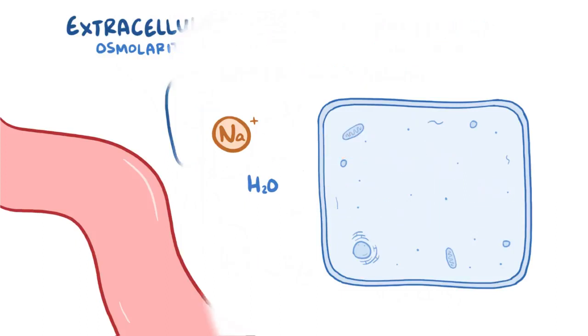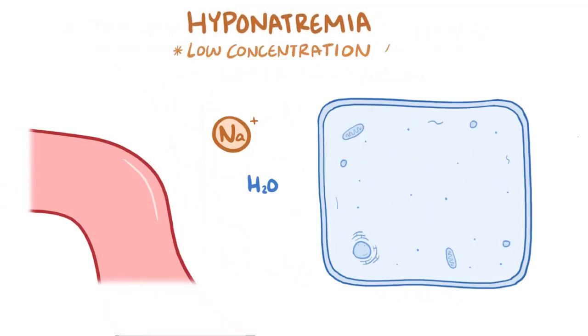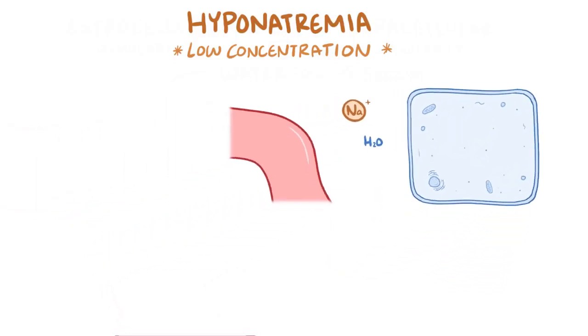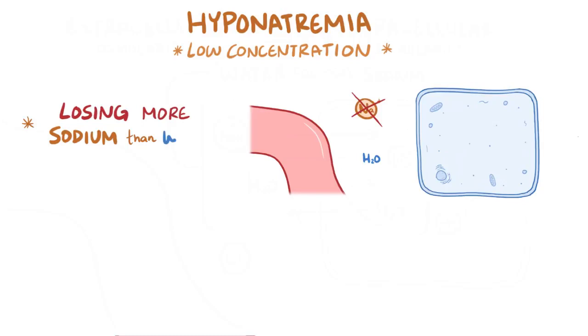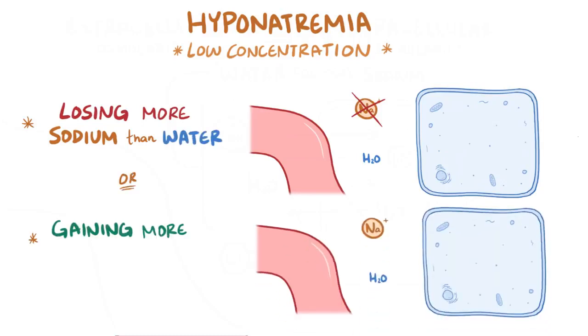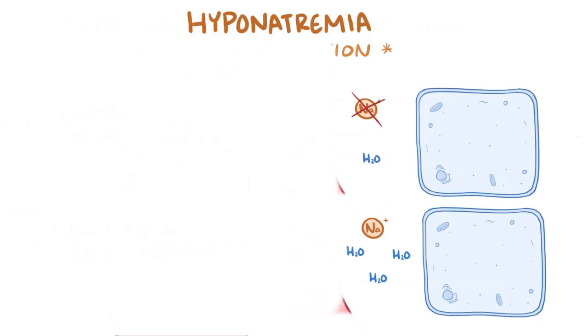That being said, hyponatremia, or low concentration of sodium in the extracellular fluid, and therefore the blood, can be caused by either losing more sodium than water, or gaining more water than sodium. Broadly speaking, hyponatremia can be divided into three categories, based on water volume status.